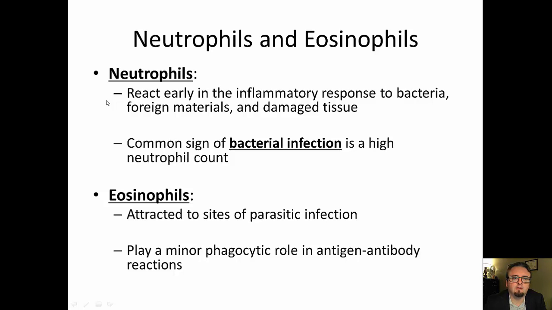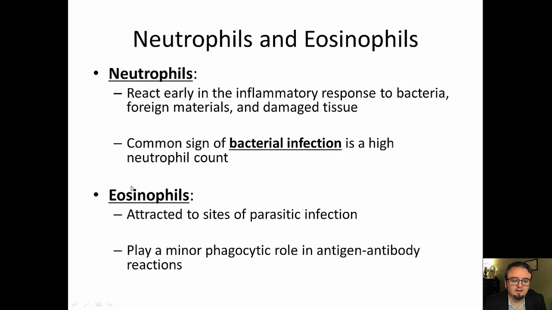Really, if you think about the immune system as like a military force, then these are kind of like the basic infantry, and they tend to have the largest presence. And they also tend to have kind of a general role, not a great amount of specialization here. So typically a foreign microbe is going to run into these first in most cases. And so they're early in the inflammatory response to bacteria, foreign materials, and damaged tissue. Typically a sign of a bacterial infection is that you have a high neutrophil count in the blood.